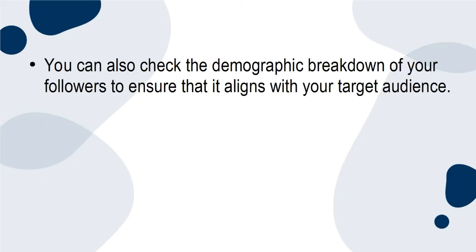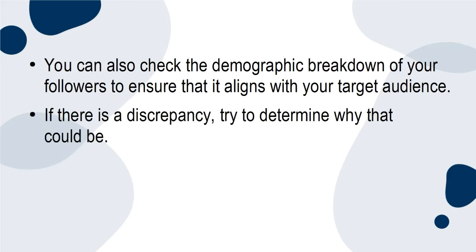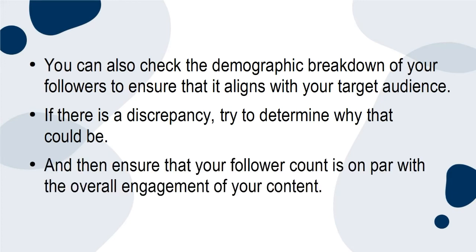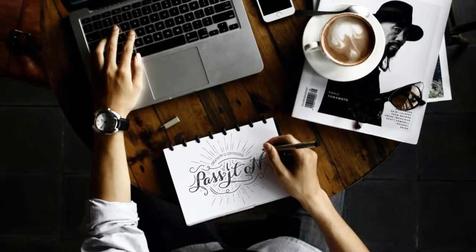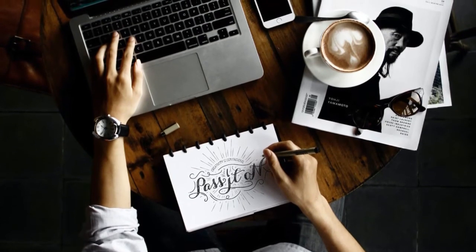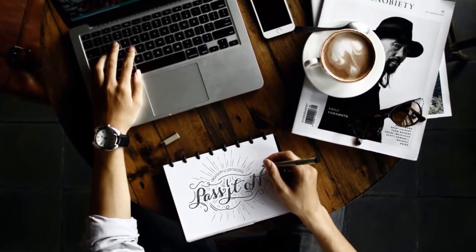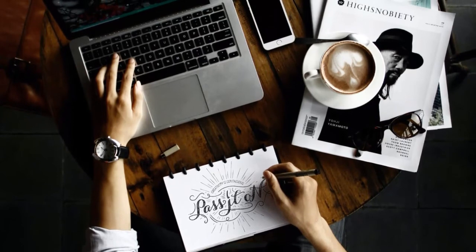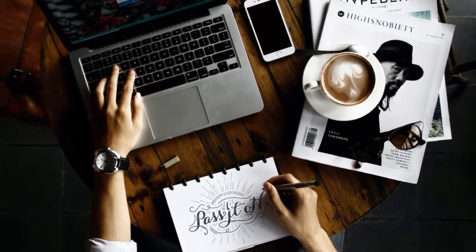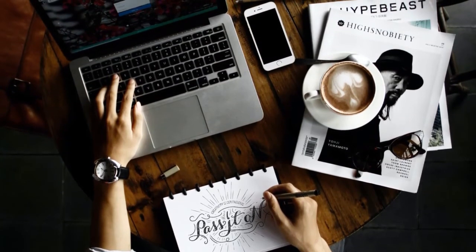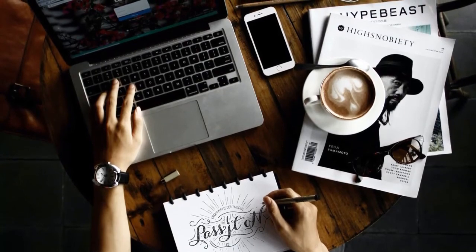You can also check the demographic breakdown of your followers to ensure that it aligns with your target audience. If there is a discrepancy, try to determine why that could be, and then ensure that your follower count is on par with the overall engagement of your content. Additionally, you should not neglect to check trends in the wider industry. Ensure that your marketing strategy is still relevant and keeping up with broader trends, both with the industry and your audience's tastes.